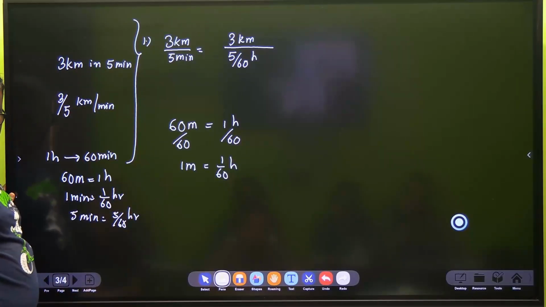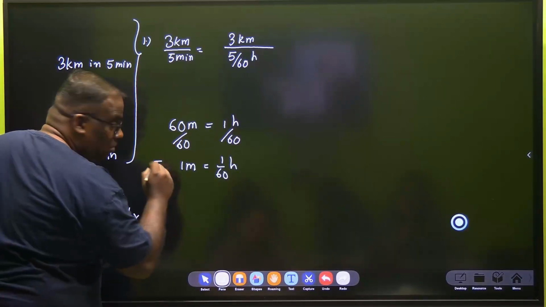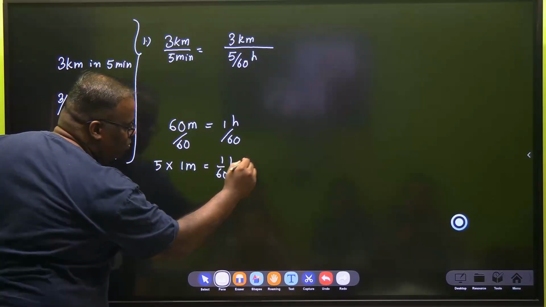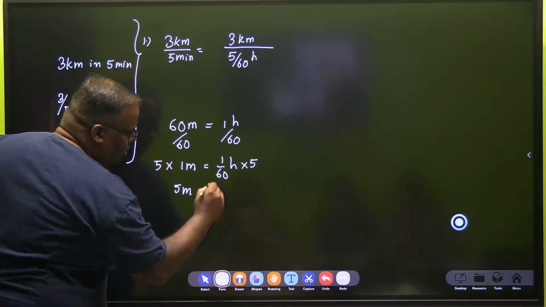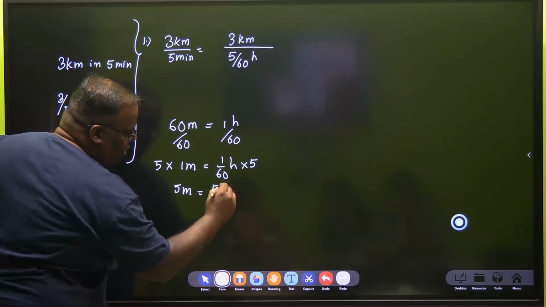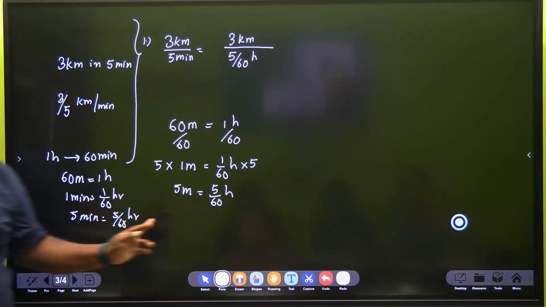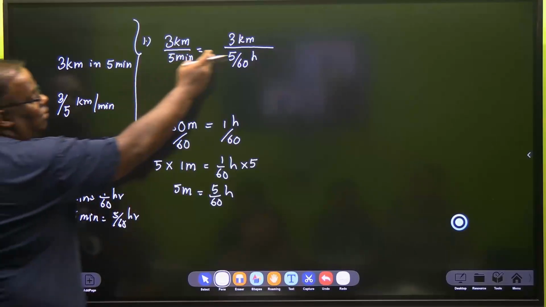Is this understood? And now I'm going to multiply this with 5, and I'm going to multiply this with 5. So 5 minutes makes it 5 by 60 hour. Is this understood? Right? Have you understood now? 5 minutes is 5 by 60. So I've converted 5 minutes.